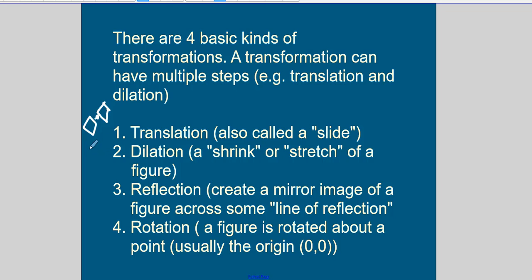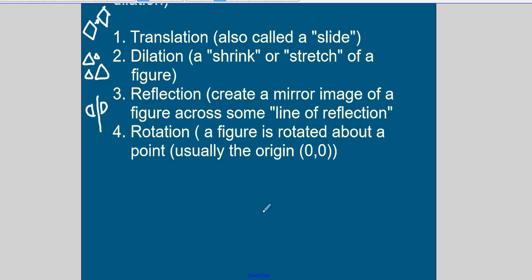The dilation, you start with a figure and you either shrink it from the original figure or you magnify it. So a shrink or stretch. A reflection creates a mirror image of some figure. So if I have a figure like this and I reflect it over this line here, the left is the mirror image of the right, and this is my mirror. Okay, then what we're looking at here is a rotation, and we're going to do them.